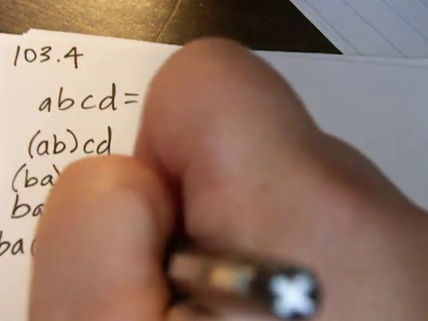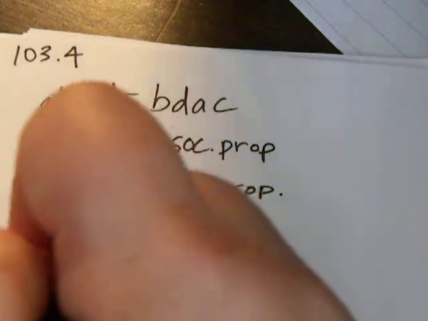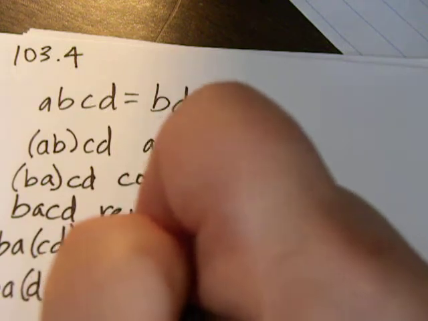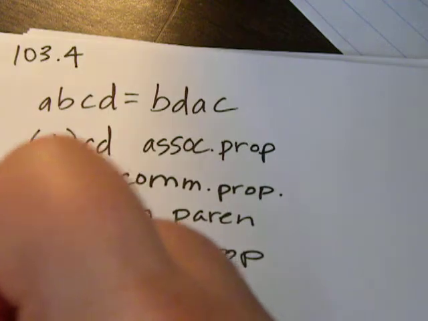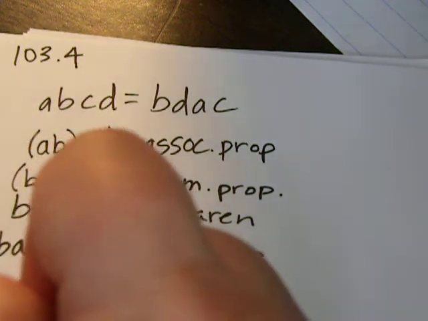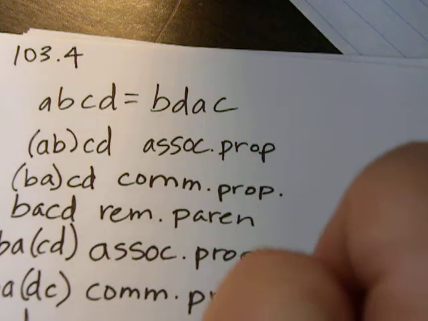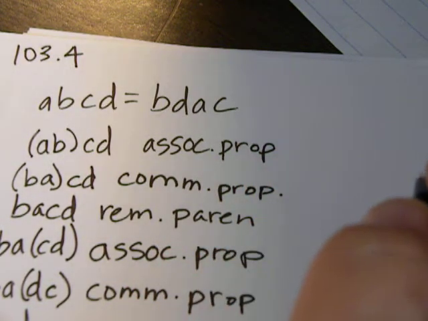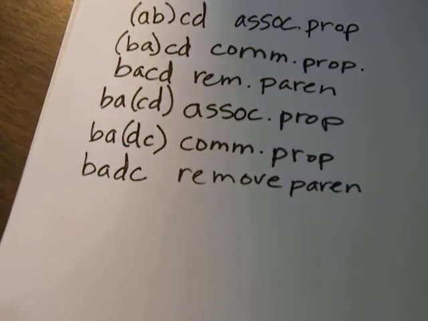So let's put B, (A, C), D with the associative property, B, (A, D), C with the commutative property, remove parentheses, so B and C are where they need to be, and now all that we need to do is switch A and D to get what we want.